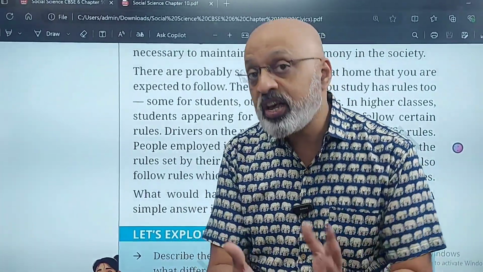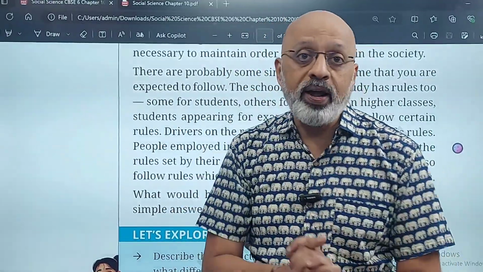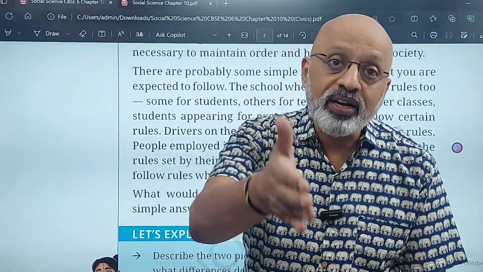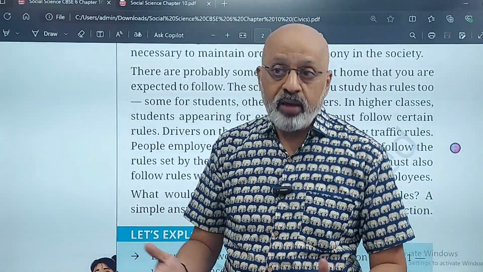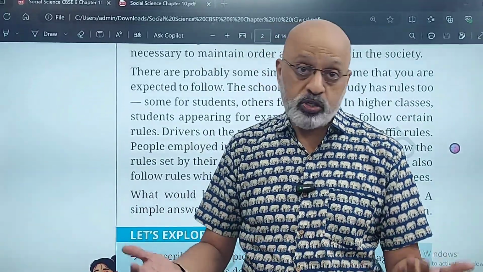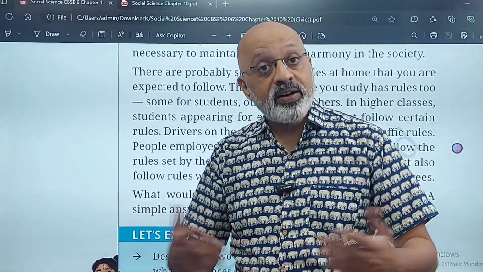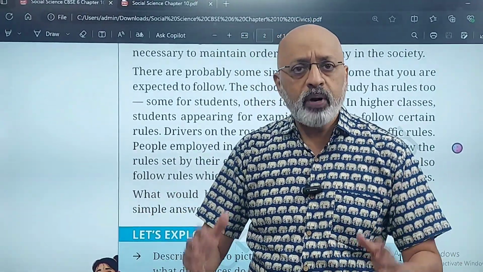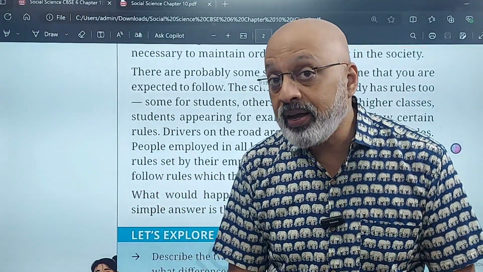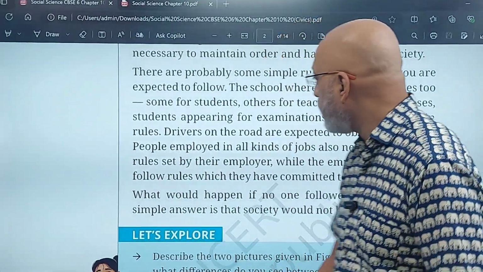So all these rules have been framed by your school management, and all the students are expected to follow the same. Similarly, teachers के लिए हो सकता है, in some schools there is a dress code, in some schools it's okay, but generally you're supposed to maintain a certain decorum, right?